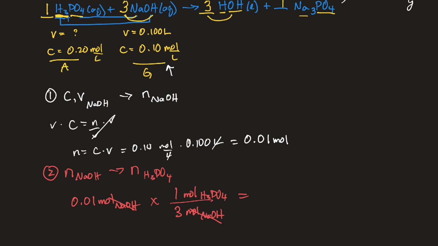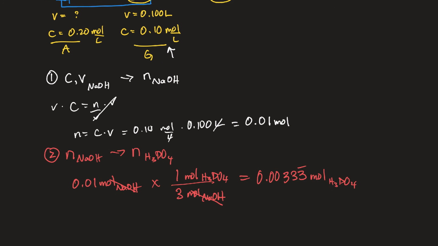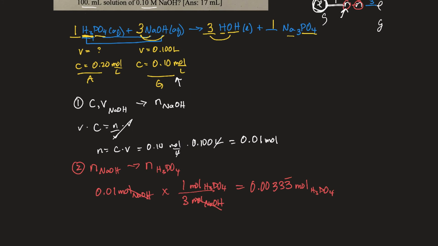Calculator. I'm just going to check to make sure I did that first thing right. 0.1 times 0.1. Yeah, 0.01. And now I have to divide that by 3. So I get 0.003, and there's a bunch of 3s. Okay, and that's moles of phosphoric acid. Now I'm going to keep that number in my calculator and not clear it, because I will need it again.